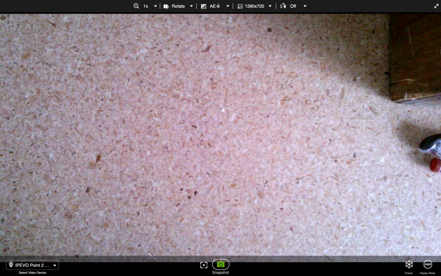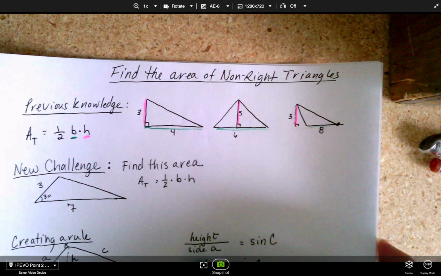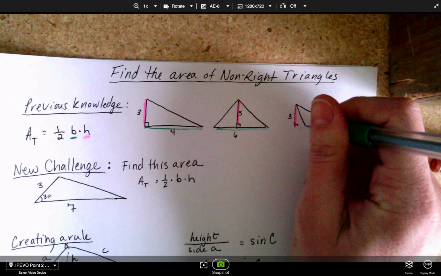So hold on just a sec. Let me, the pen's not liking my new fancy desk here. Let's see if this will do it.